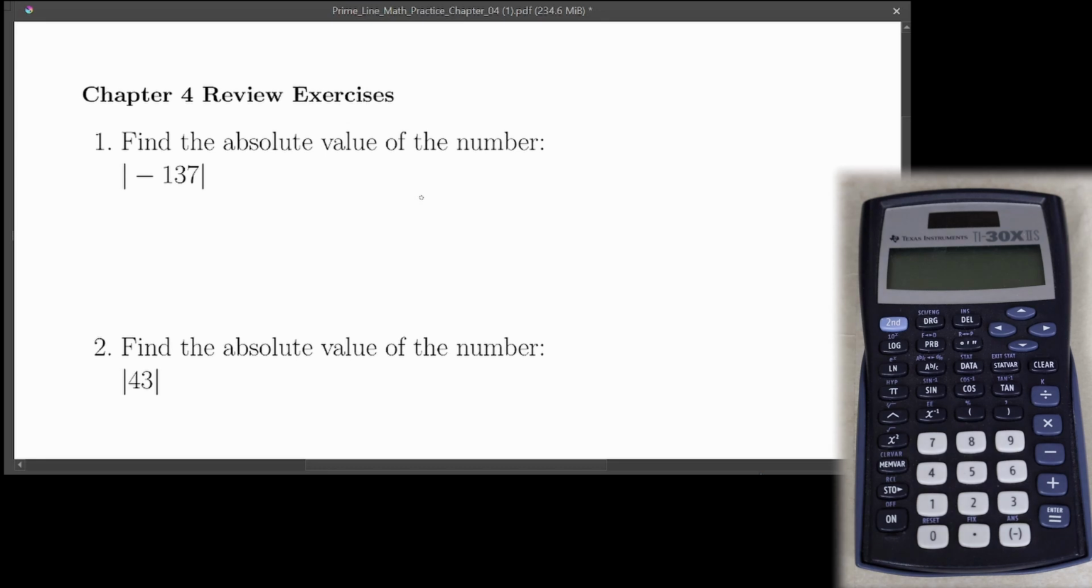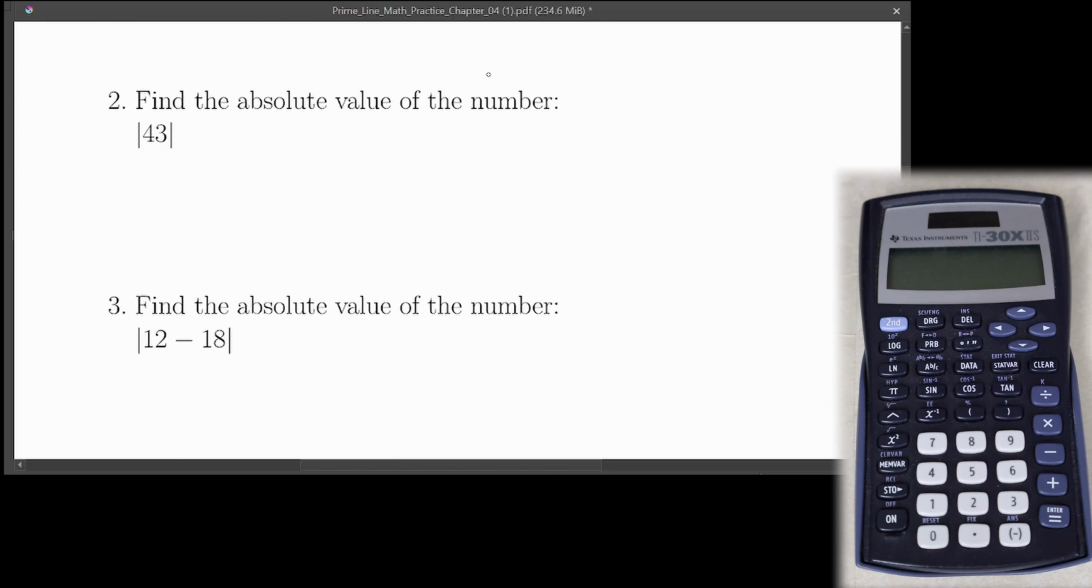We are looking at absolute values. Absolute values kind of equate to finding a positive value of whatever's inside of the absolute value symbol. So if it's negative, it becomes positive. If it's positive, it stays positive. So in this case, our answer is 137. We drop the negative sign. For number 2, it's 43, and it stays positive, so we keep the value of 43.